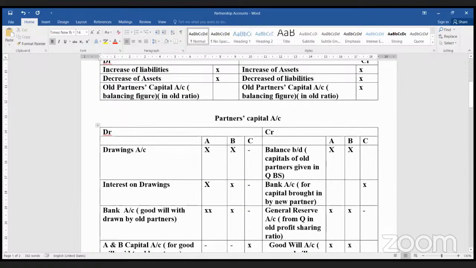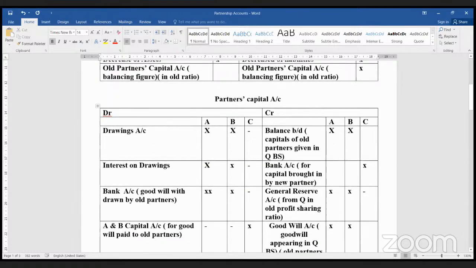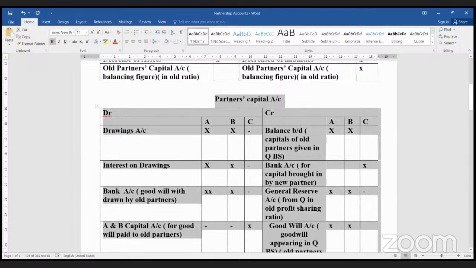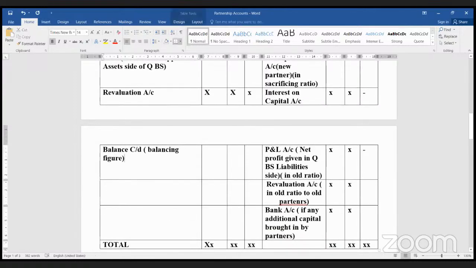Now coming to the partners' capital account, here again you will prepare everything. The only difference is that in admission, we write balance carried on for all the partners including the new partner. But in case of retirement, we write balance carried on only to the old, continuing partners. Whoever the partner is retiring or died, for that we close the account. He died or he is leaving the firm, so his balance will not be continued in the firm.